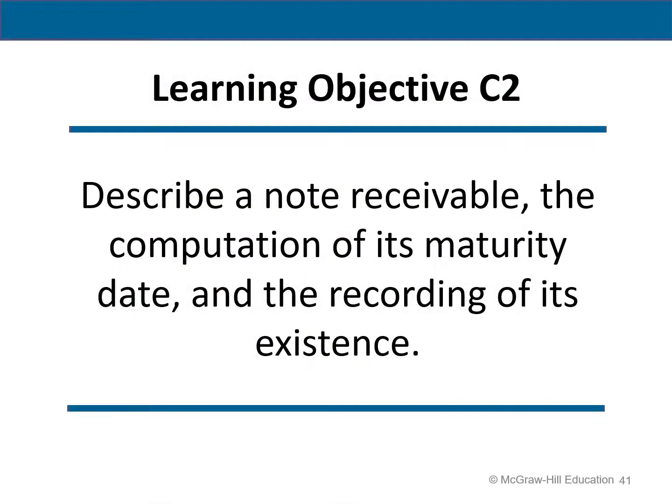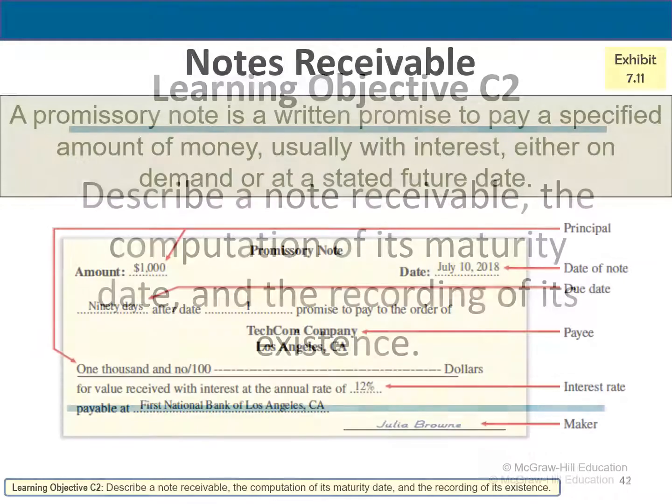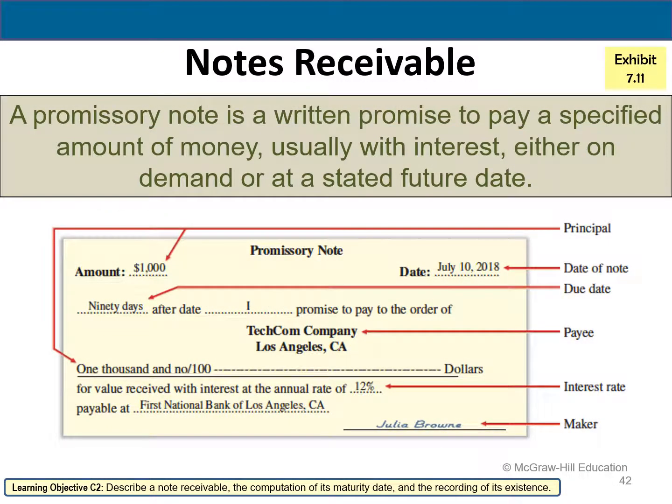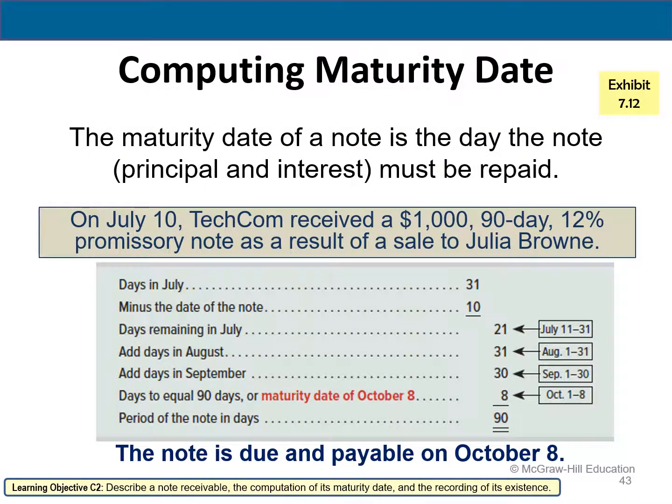All right, so moving on to notes receivables. So a note receivable is a promissory note written as a promise to pay a specified amount of money, usually with interest, either on demand or at a future stated date. So, computing the maturity date of the note. The maturity date is basically just the day the principal and the interest must be repaid.